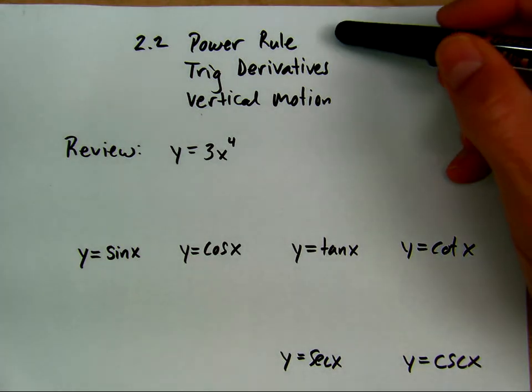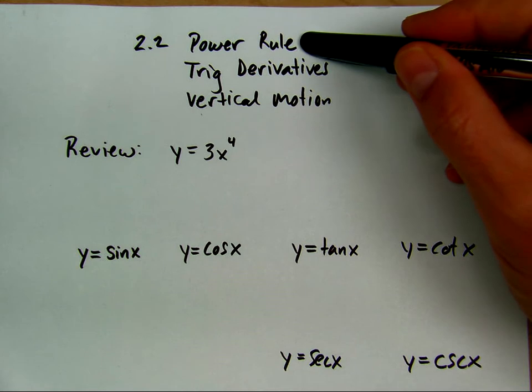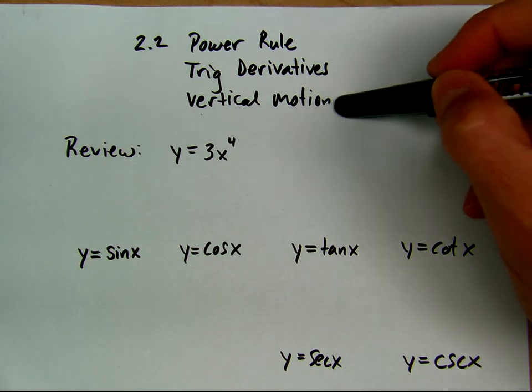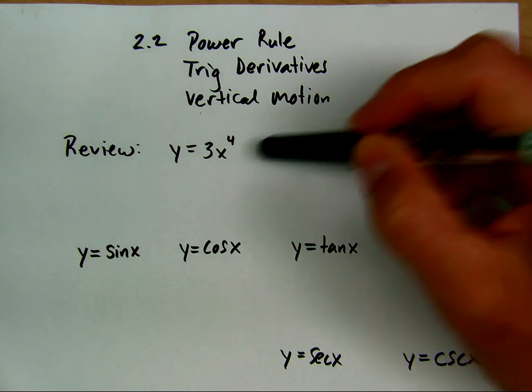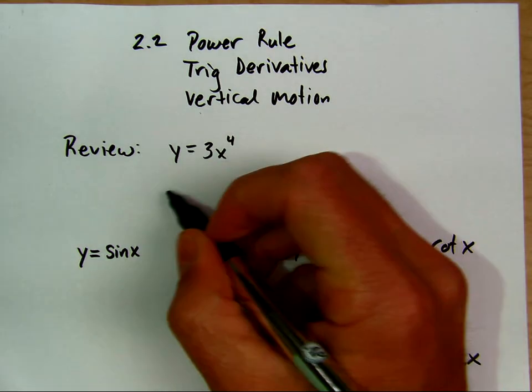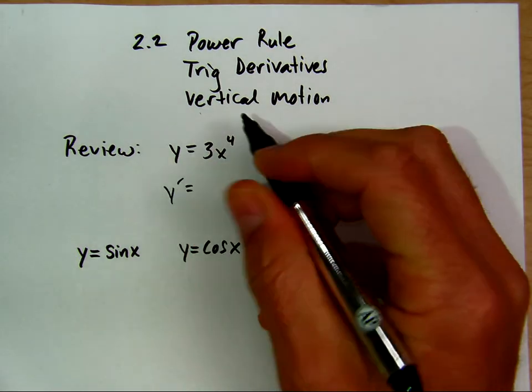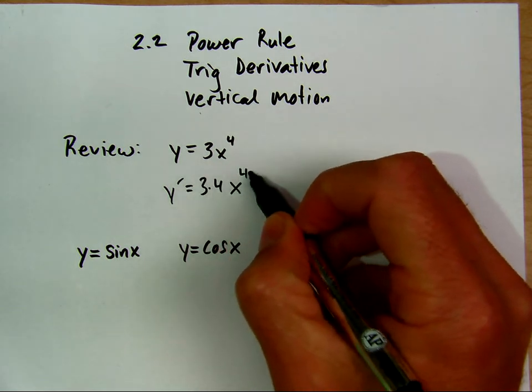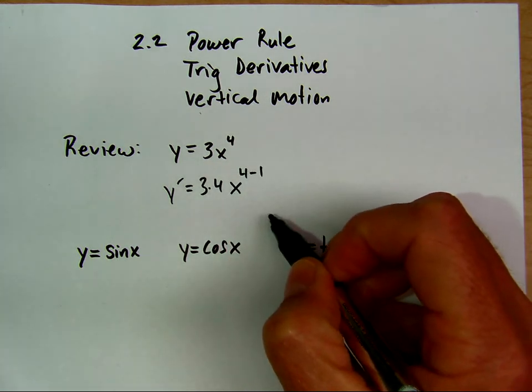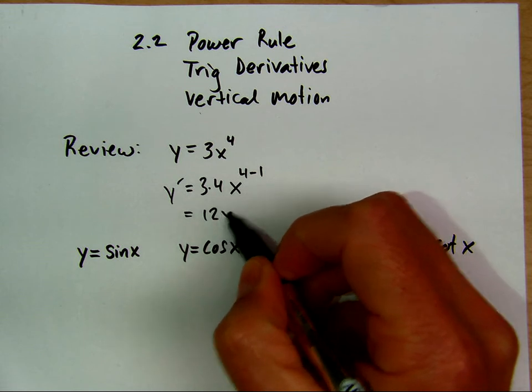And in this lesson we'll review the power rule, trig derivatives, and vertical motion problems. So the power rule is just multiplying by the exponent and then subtracting 1 from the exponent, and we would have 12x cubed.